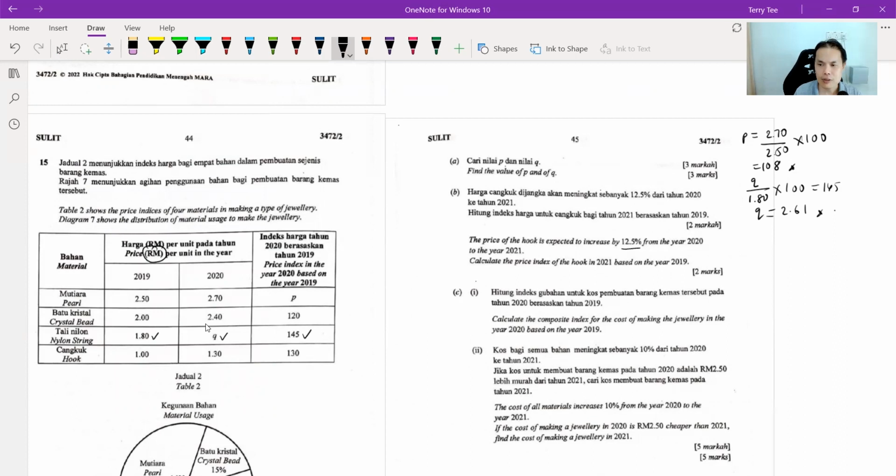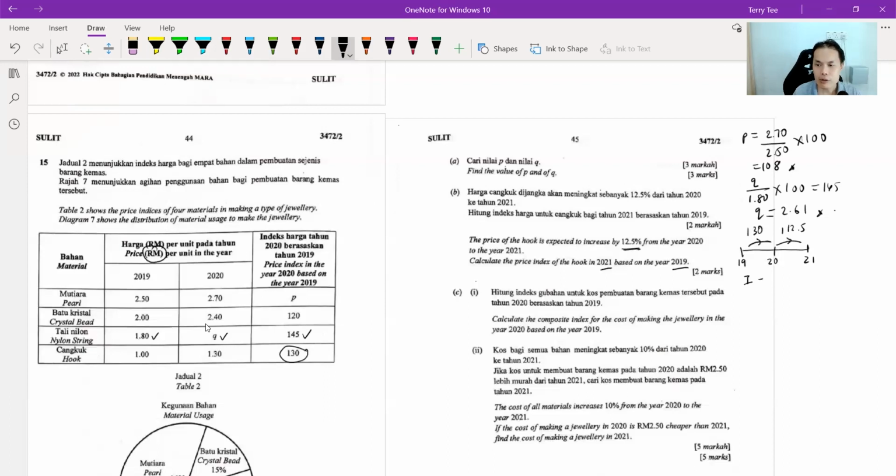The price of a hook is expected to increase by 12.5% from 2020 to the year 21. Calculate the price index for 21 based on 2019. So whenever you have two consecutive indices given for the hook, we know this 130, all right? I like to use what we call the simplified chain rule. So this is 2019, this is 2020, this is 2021. From 19 to 20, the price has gone up by 30%, 130. 130 means increase by 30%. From 2020 to 2021, increased by 12.5%. So index-wise, we write 130, and 112.5. Sorry, I wrote wrongly. 12.5%, 112.5.